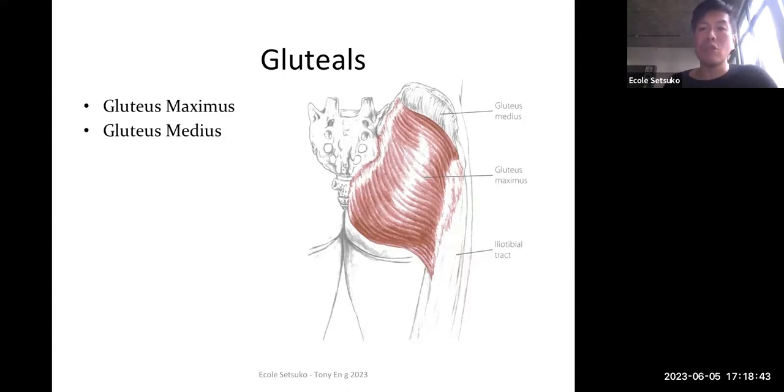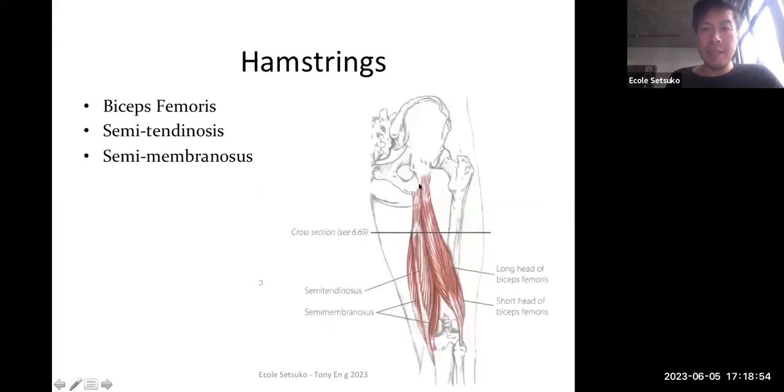Hip extensor, that's a huge glute maximus. What else? Hip abduction. Yeah, those are the main things that the glute maximus will do. And then you have the hamstrings. Remember, hamstrings, common origin is at the ischial tuberosity, or sit bones, right here.